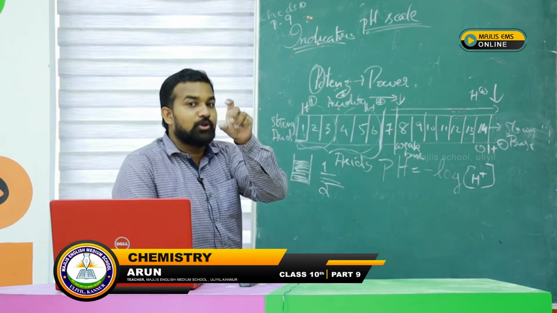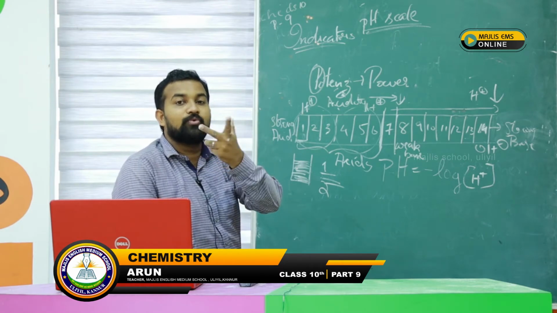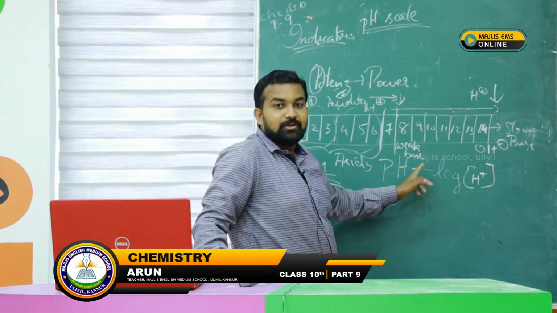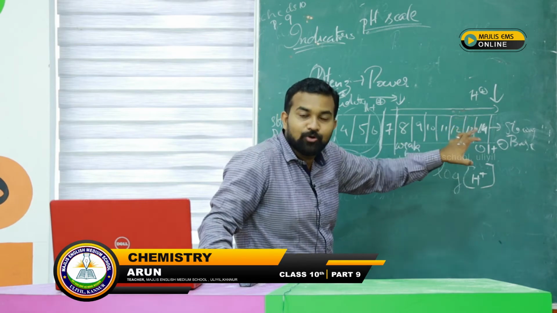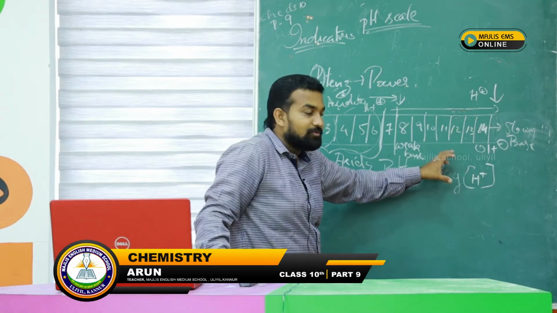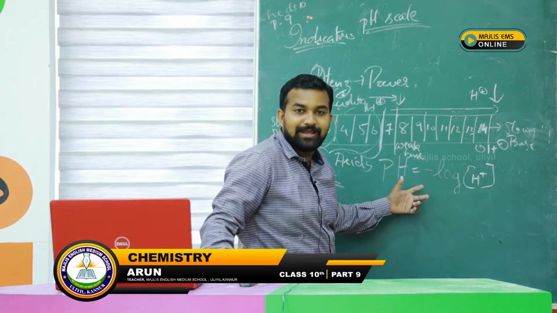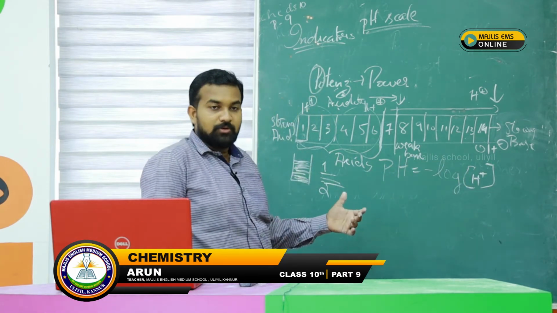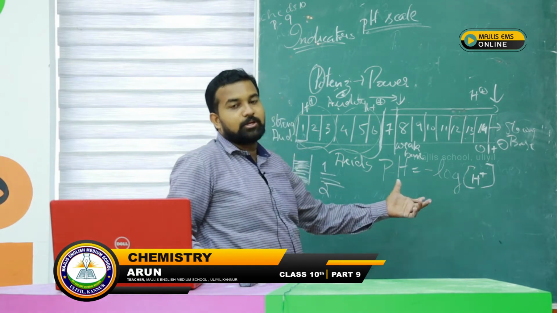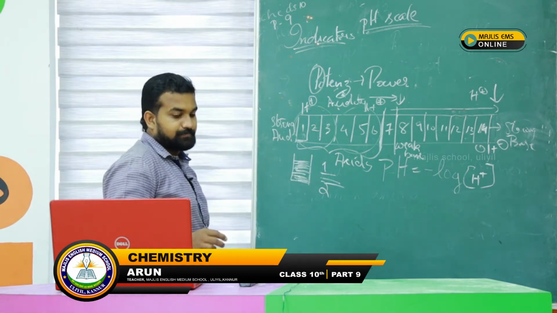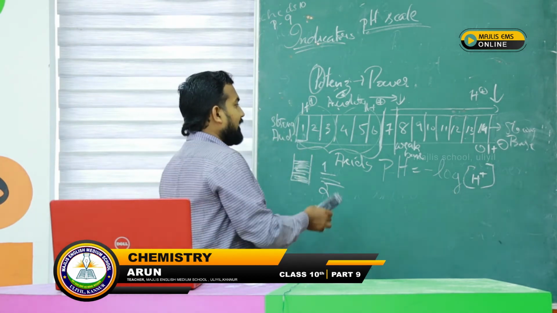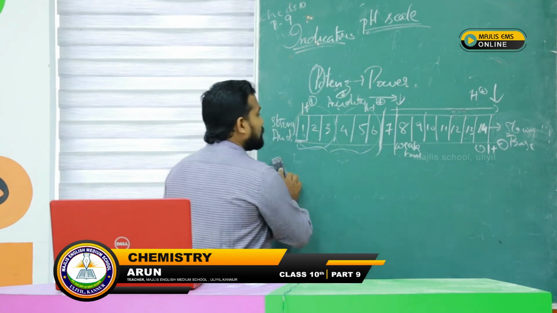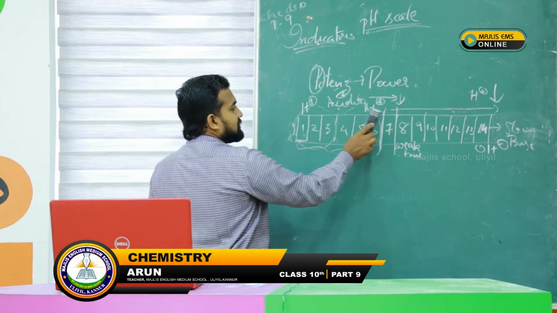How are we getting the values 1, 2, 3, 4, 7, etc.? Using this equation, using the hydrogen ion concentration of any substance. From that concentration value, we will take the minus of log of that concentration value, we will get the pH value. This log term and all, you will be studying in your mathematics. Clear? Okay.